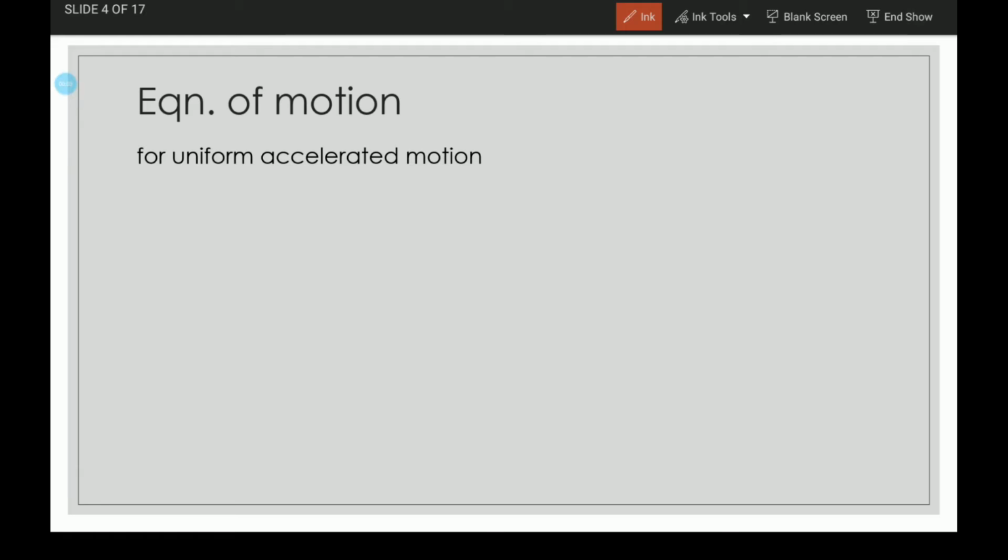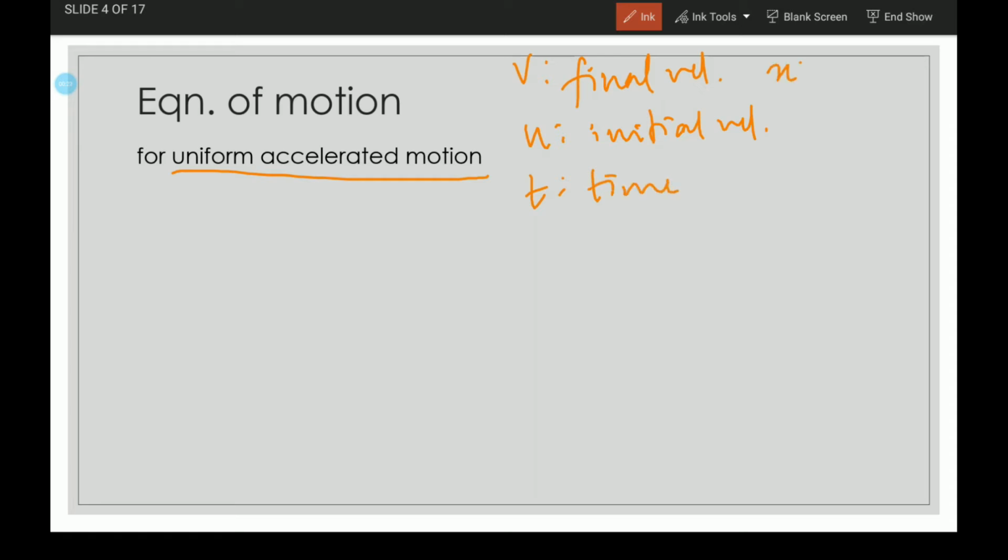Now these equations, mind you, are for uniform accelerated motion. Before that, let me define some quantities. v is equal to the final velocity. u is the initial velocity. t is time. x is the displacement. Mind you, x is the displacement and a is the acceleration.